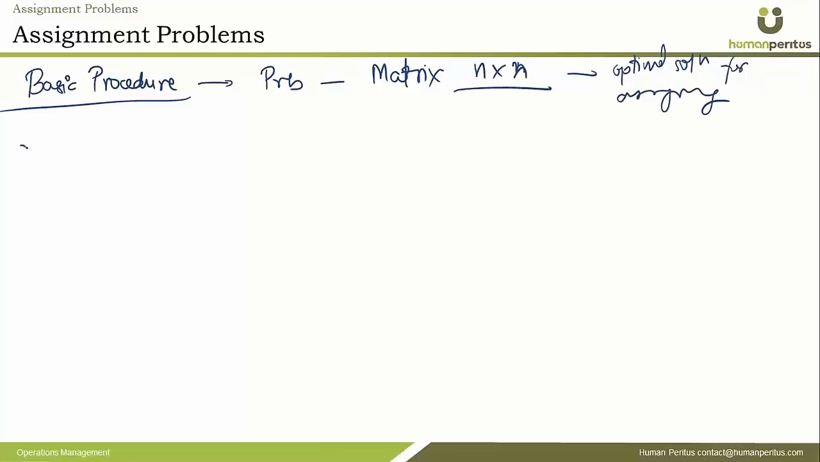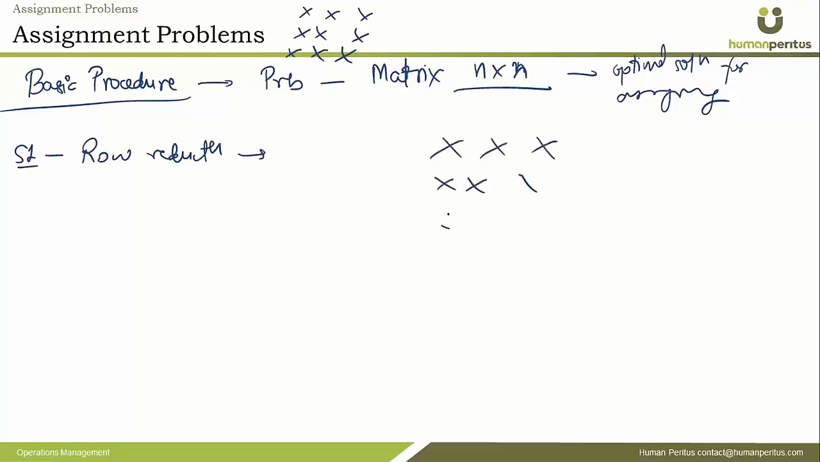So what will we do? Our step 1 would be row reduction. The structure would be like this, right? So what is row reduction? In row reduction, we select the minimum, smallest value from each row, and we subtract that value from every other value in the row. So this is row reduction, and we will do it for all the rows. This is row, this is column, right?